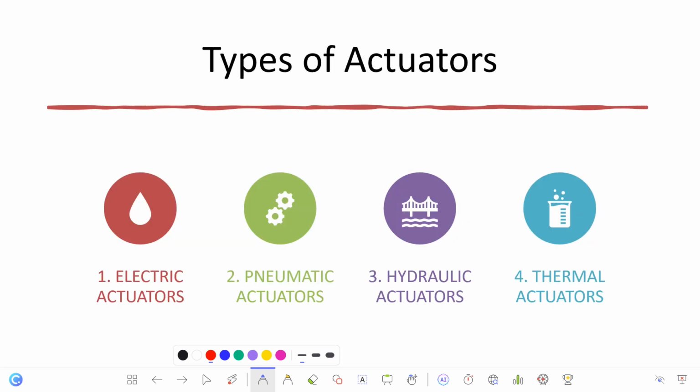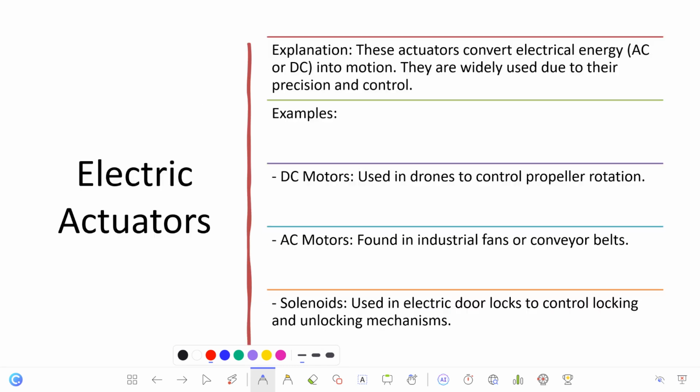Now, when it comes to the different types of actuators, we have the electric actuators, the pneumatic actuators, the hydraulic actuators, and the thermal actuators. Let's start by tackling what the electric actuators are. They convert electrical energy, AC or DC, into motion. They are widely used due to their precision and control.